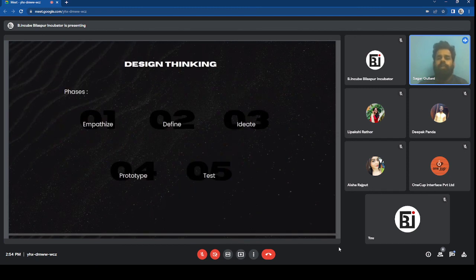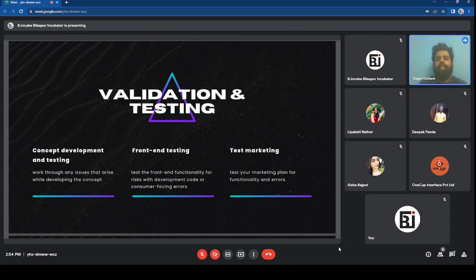Yeah. So as we have discussed in design thinking, right, there are empathize, define, ideate, prototype and test. So we can go back to design thinking and we will create all the designs, right? Please switch to the next slide. So when we have created the design, we have to validate it and test it, right? So there are three phases now: concept development and testing, front end testing and test marketing.